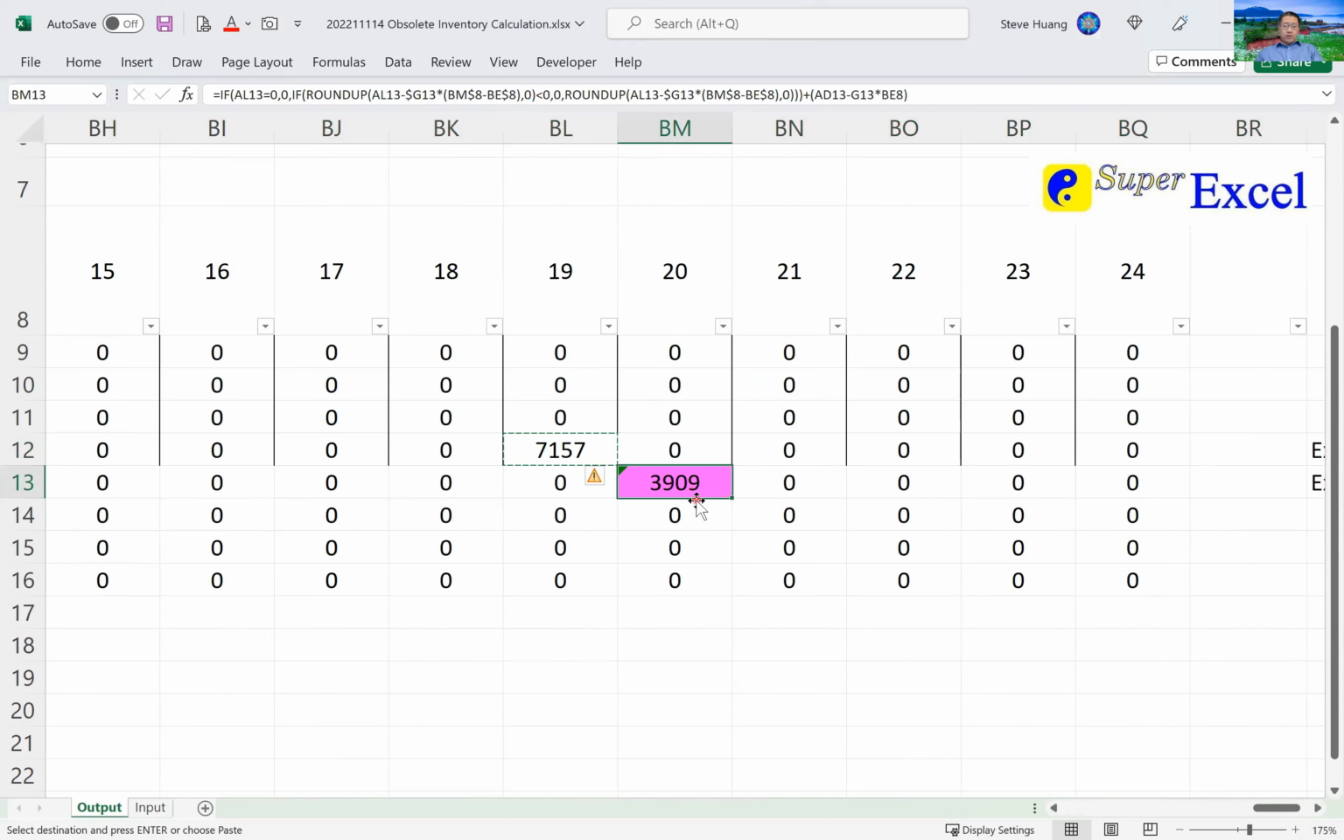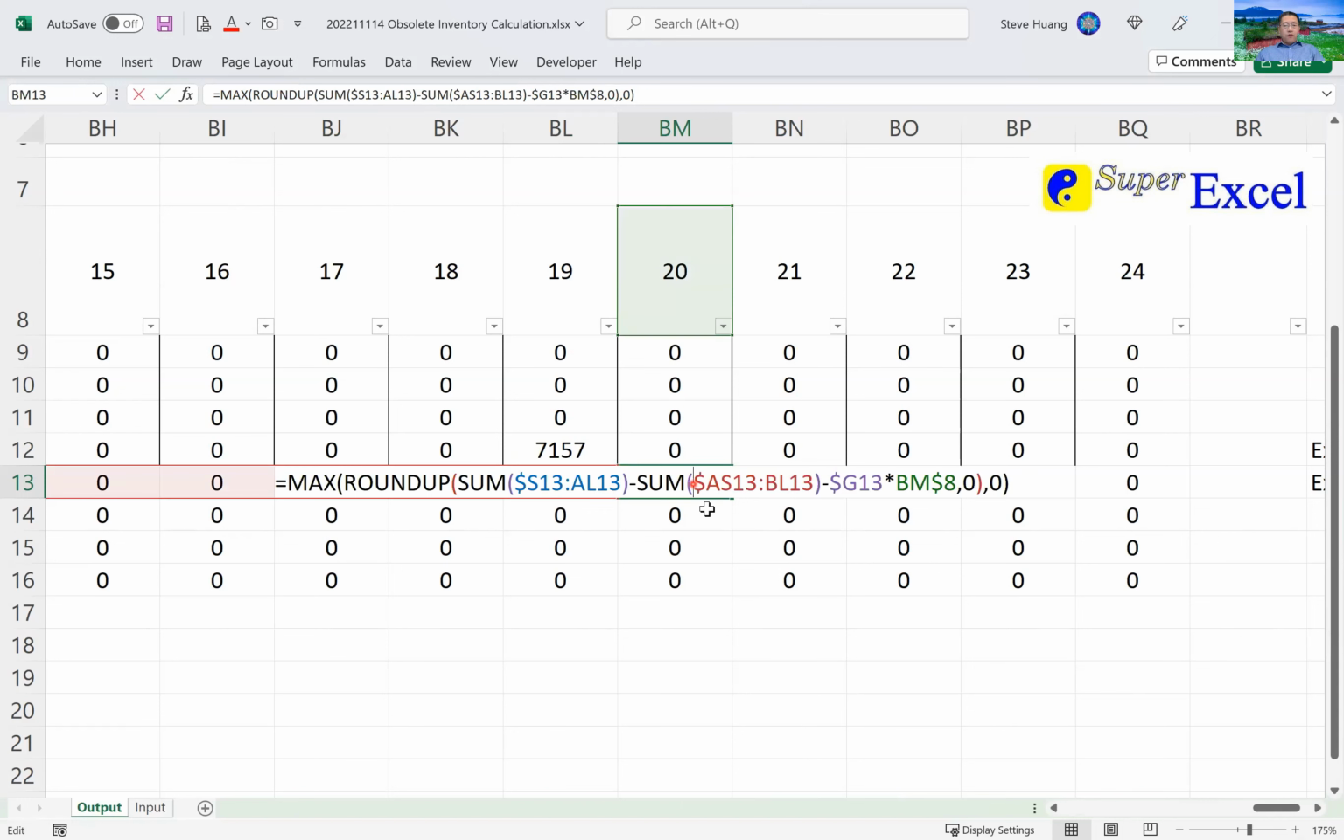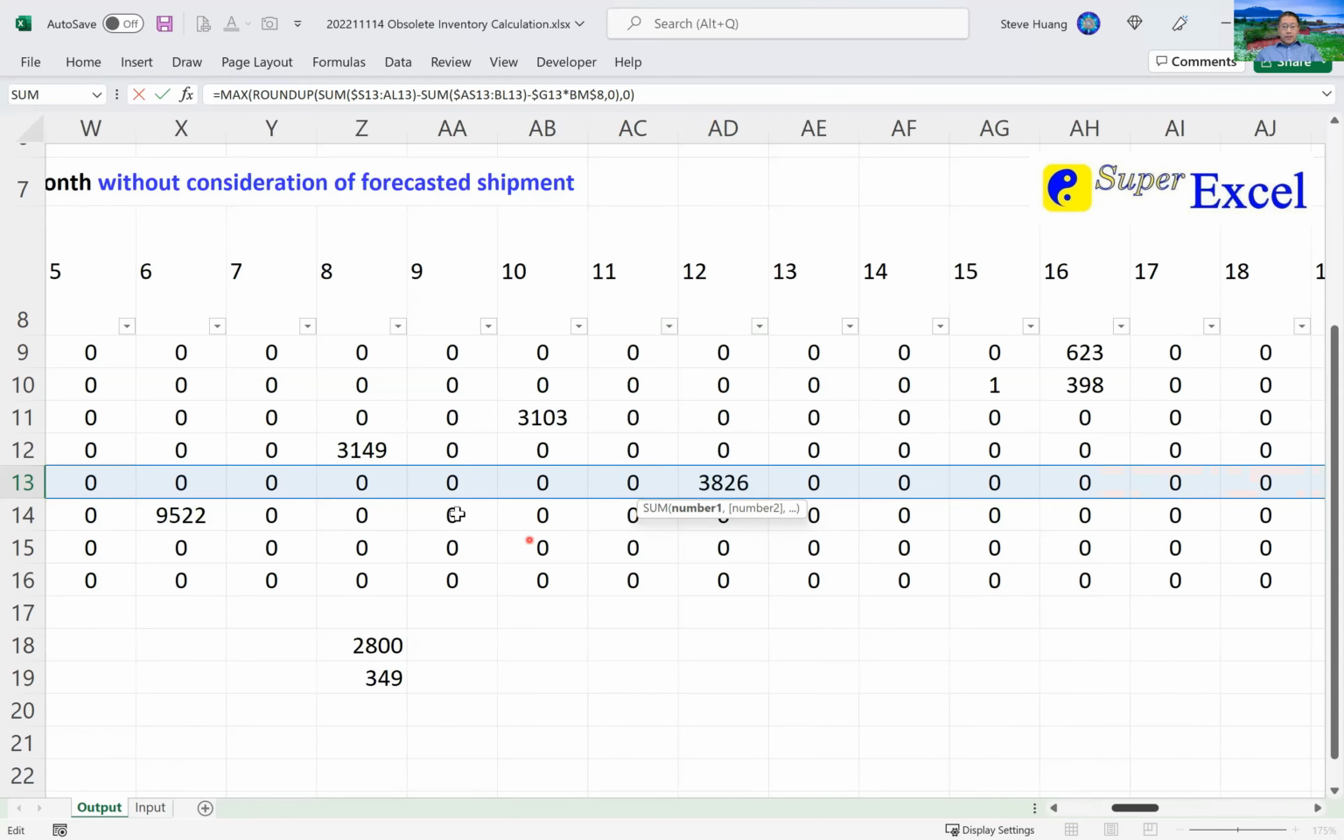So remember, the correct result should be 3909. If I copy paste over here, that still gives me 3909. That's still correct. So this formula is all fine, even though you may have inventory that's not enough during that time. I think this number, month 12, that 3,826 is actually not enough to ship to the customer in those 12 months.